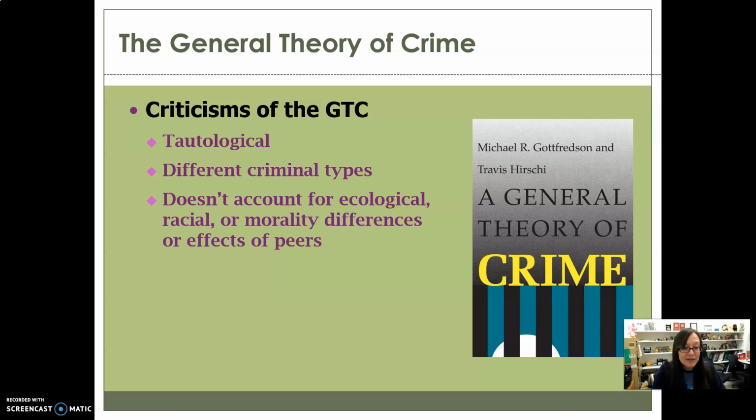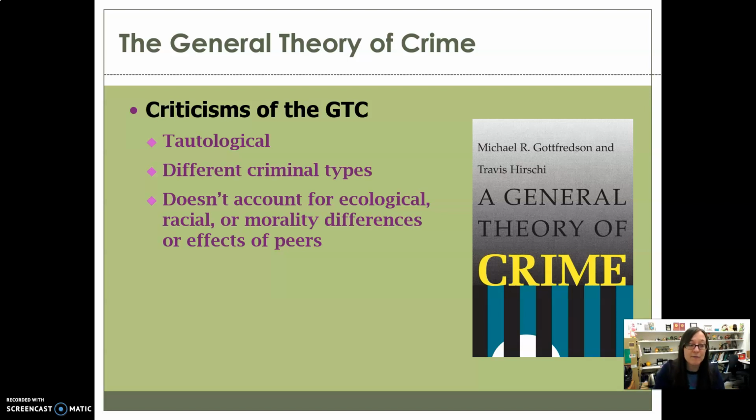Also, morality differences can't really be explained, in the sense that if somebody has deep morals, that may trump the low self-control they have, which makes the connection between low self-control and crime really important. So if somebody has really low self-control, but also really high integrity and morality, they're still not going to take advantage of opportunities, because their morality stops them. So it doesn't really account for that either.